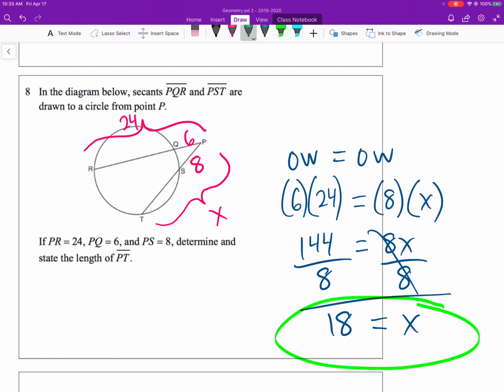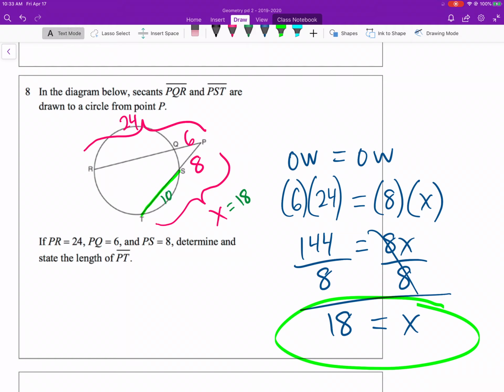Now we're done, but just keep in mind we found that this whole piece is 18. They might not have asked you for that. They might have said, what's TS here? What's that inside piece? You do the exact same thing. The equation in this case allows you to find the whole thing, so you could strategically use that 18, subtract 8 now, and just know that this piece is 10. All right, you never know what they're going to ask you for.